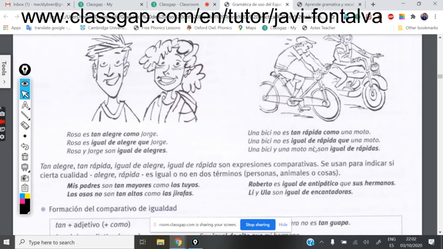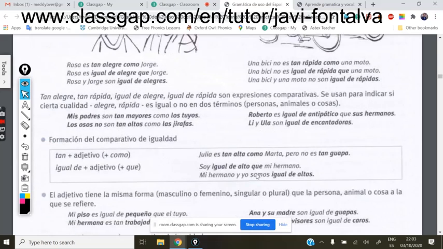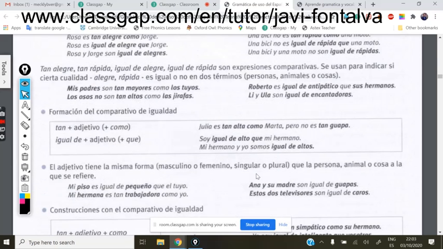Or this one. Una bici no es igual de rápida que una moto. Oh, una bici y una moto no son igual de rápidas. Okay. If you want to remember one, remember the one at the top, which is the easiest one. But be aware that Spanish is a very rich language, as you can see. So many times you can say the same thing in several ways. Let's take a look at some other examples.